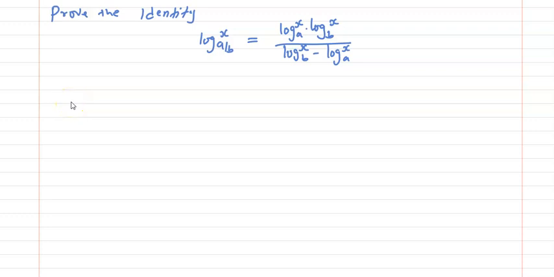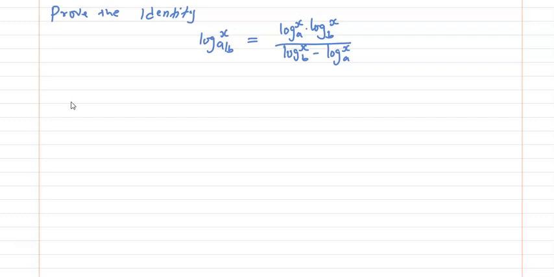Let's prove the identity. This is the identity. So we want to prove that log x to base a/b is equal to log x to base a multiplied by log x to base b over log x to base b minus log x to base a. Let's see how this is going to equal to this.